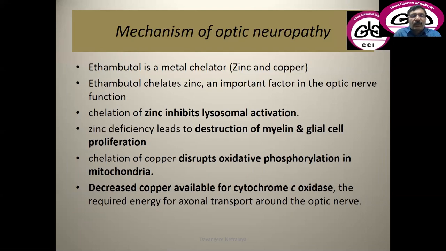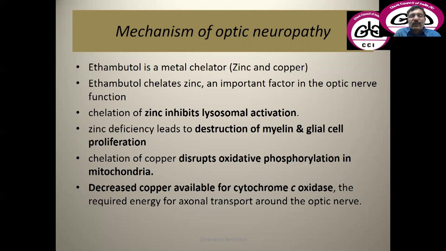What is the mechanism of optic neuropathy? Ethambutol is basically a metal chelator. It chelates zinc and copper. Ethambutol chelates the zinc, which is a very important factor for the optic nerve function. The zinc chelation also inhibits the lysosomal activation. Zinc deficiency leads to destruction of myelin and glial cell proliferation.